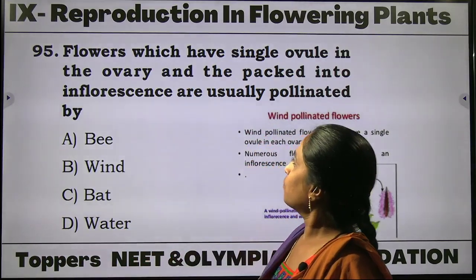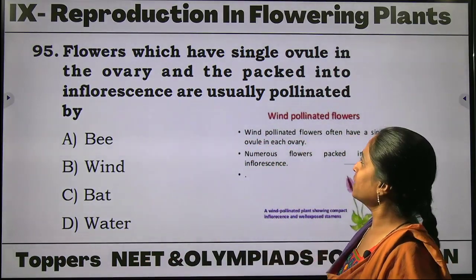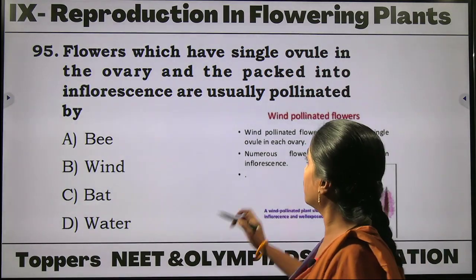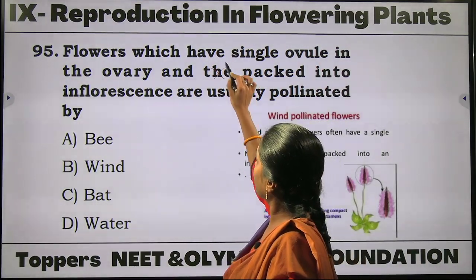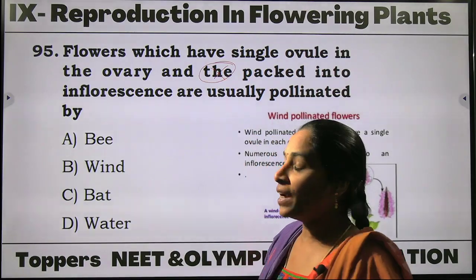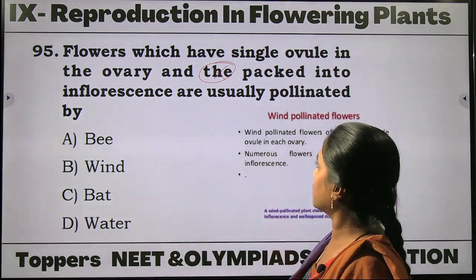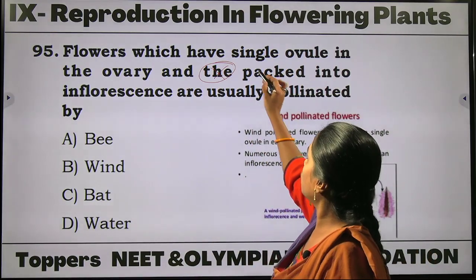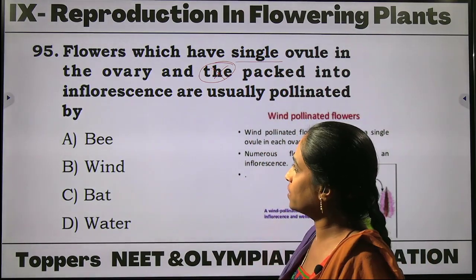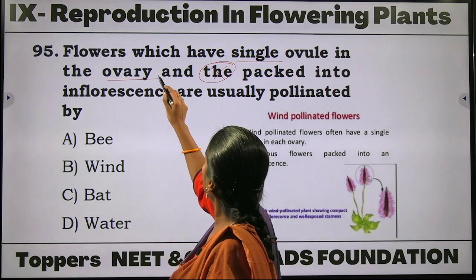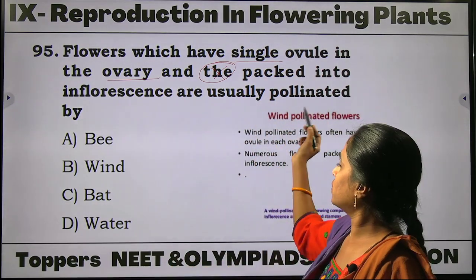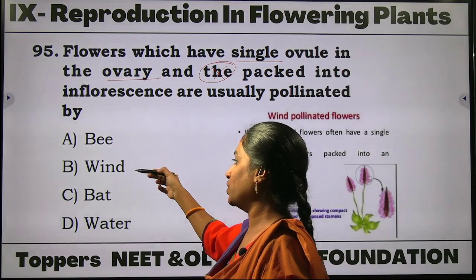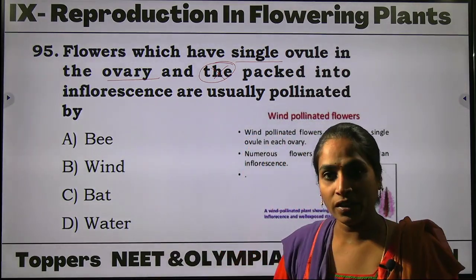Next question, flowers which have a single ovule in the ovary and are packed into an inflorescence are usually pollinated by. There's a grammar mistake in the question. Flowers which have only a single ovule in the ovary and are packed into an inflorescence are usually pollinated by the bees, by the wind, by the bat, or by the water.